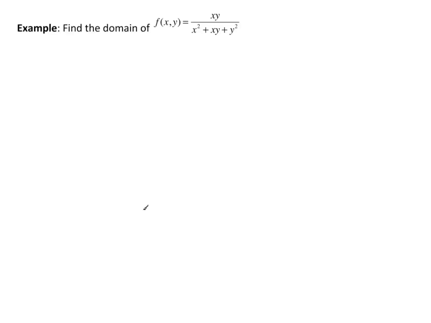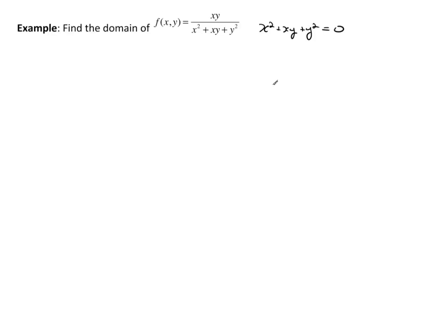Let's take a look at an example here. I want to find the domain of f of x, y equals xy over x squared plus xy plus y squared. Now, both of these are polynomials, so I know that both of these individually are defined everywhere. So the only consideration is when this is equal to 0. So I need to think about when x squared plus xy plus y squared equals 0.